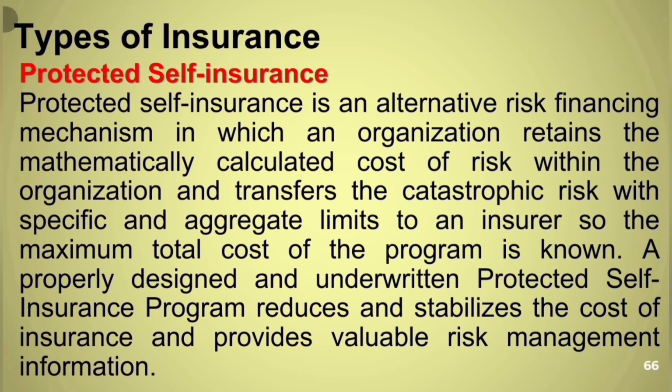Types of insurance. Protected self-insurance. Protected self-insurance is an alternative risk financing mechanism in which an organization retains the mathematically calculated cost of risk within the organization and transfers the catastrophic risk with specific and aggregate limits to an insurer, so the maximum total cost of the program is known. A properly designed and underwritten protected self-insurance program reduces and stabilizes the cost of insurance and provides valuable risk management information.